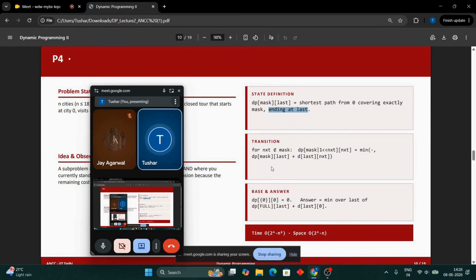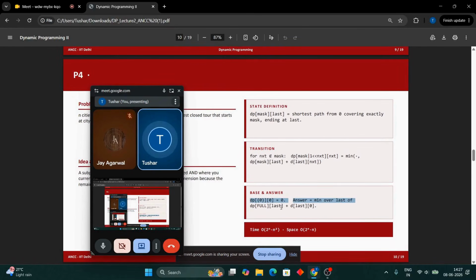And we can do a push kind of transition: we can iterate over the next city which is not already visited, and we can update the new state dp[mask | (1 << next)][next], where the last city is next, and the cost would be moving from last to next. The base case is that we have only covered the 0th city, the last city is 0, and the minimum cost is 0.